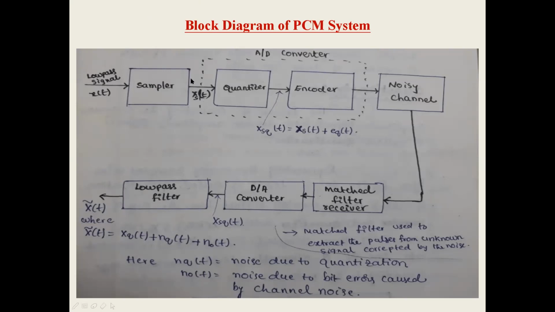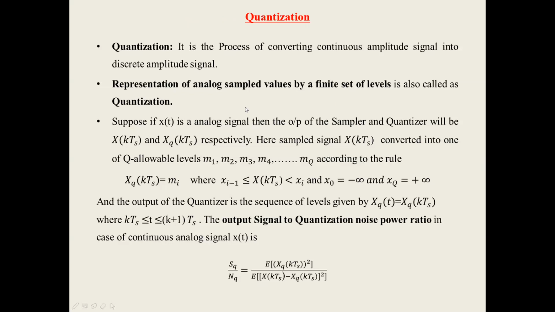Now, in this PCM, one of the major elements we need to discuss is the quantizer. So now we will look at the quantizer. So what is quantization? It is the process of converting the continuous amplitude signal into a discrete amplitude signal. We can also define quantization as the representation of analog sample values by a finite set of levels.